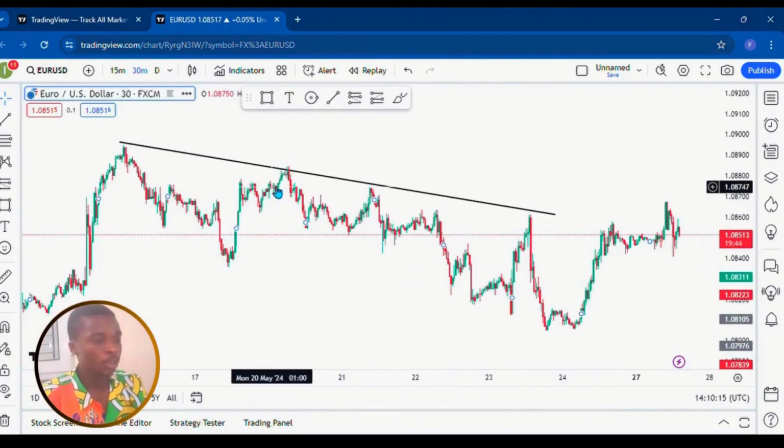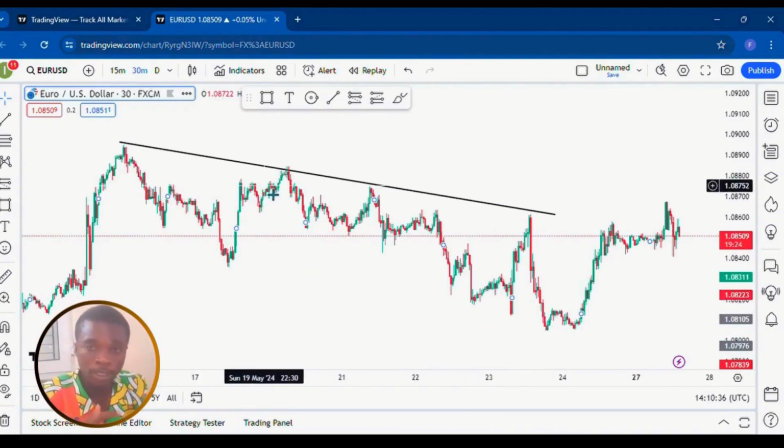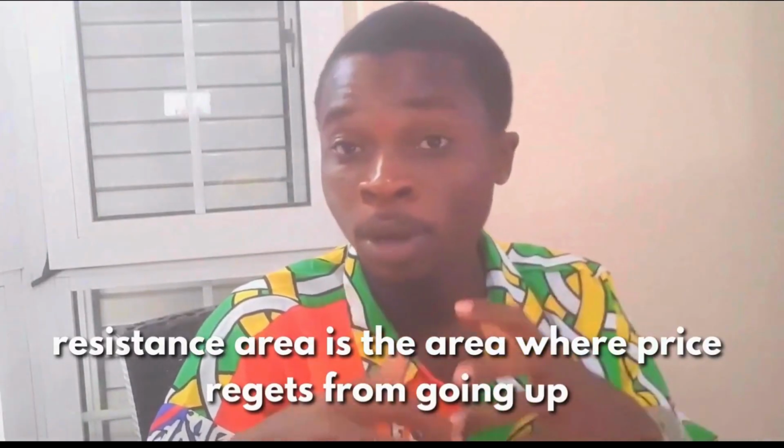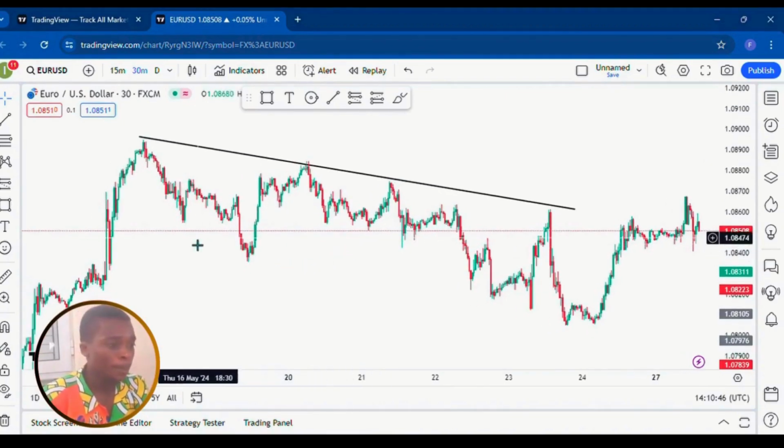At this point, you can see that price came, respected this zone, this resistance, this trend line, and came down, respected this area, came down, fails to break, and gradually we're heading to the downside. You can see price was respecting this resistance area. So the resistance area is the area where price rejects, where price falls down, where price drops. Now I'll be showing you the support. Support is like this, as you can see.